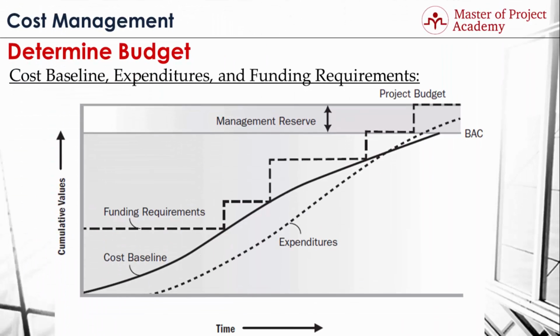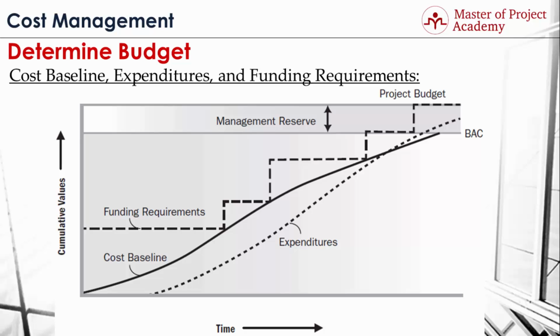This figure shows the cost baseline, expenditures, and funding requirements in a project. Let's go through this figure to understand how project costs will be changing throughout the project. As you see, the cost baseline is the middle curve in this figure, and expenditures are the dotted line lying under the cost baseline. So this figure shows that expenditures are below the planned cost baseline until a time during the project. At some level later in the project, it exceeds the cost baseline.